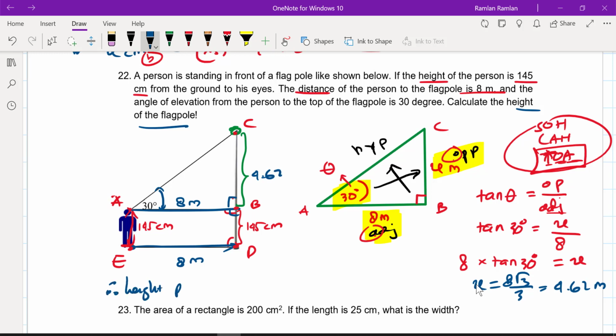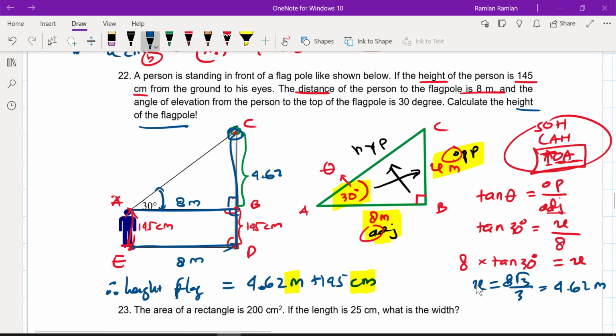Now we already know that this is 4.62, which means that the total height of the flagpole is going to equal C to B, added with B to D, and that'll be 4.62 meters plus 145 centimeters. Don't be too rushed, guys, because we have different units here, so you need to convert one of them. It doesn't matter which one, because the question doesn't need you to convert to a specific measurement. I'm gonna change this into centimeters.